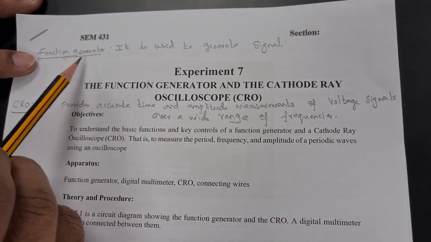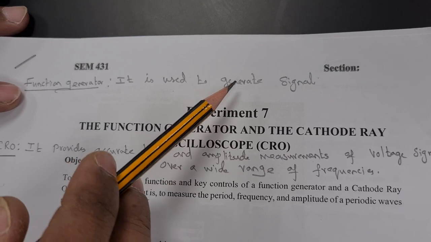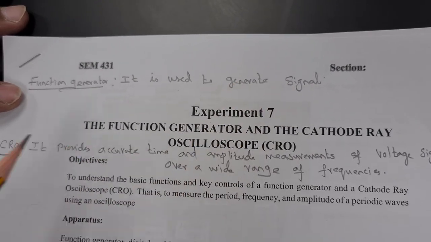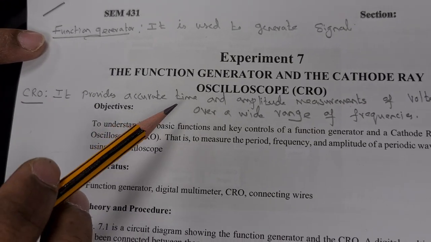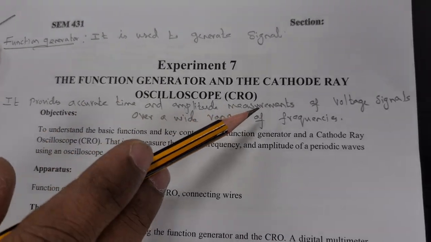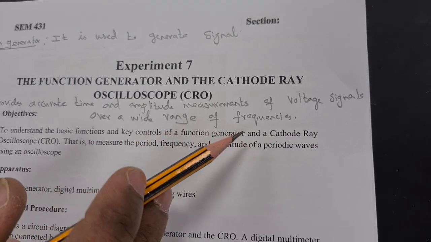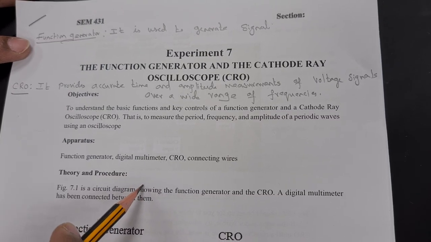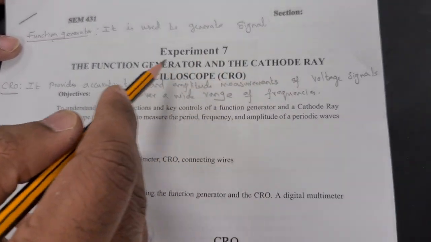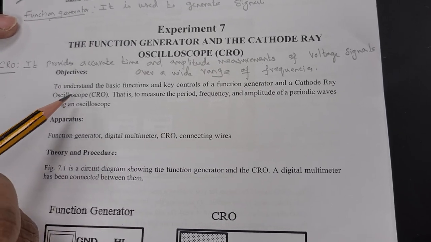My dear, here I just wrote with my pencil, the function generator is used to generate the signal. Likewise, the CRO, cathode ray oscilloscope, provides accurate time and amplitude measurements of voltage signals over a wide range of frequencies. So this is the function of a CRO. When I explain the table part, by that time you will get clear information about this. Clear? So let's come to our objective.